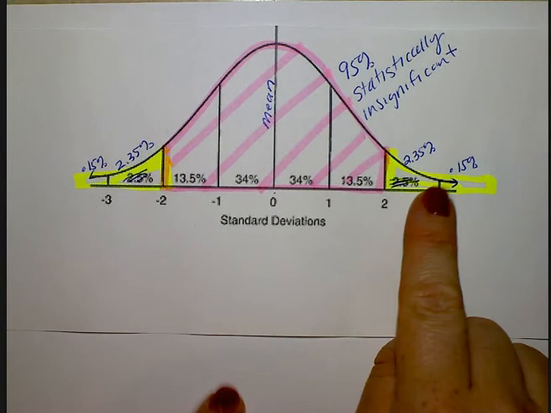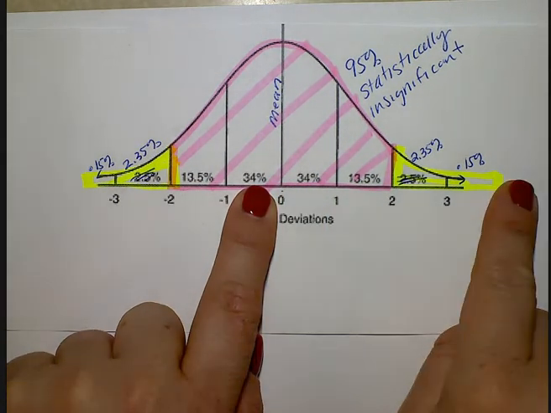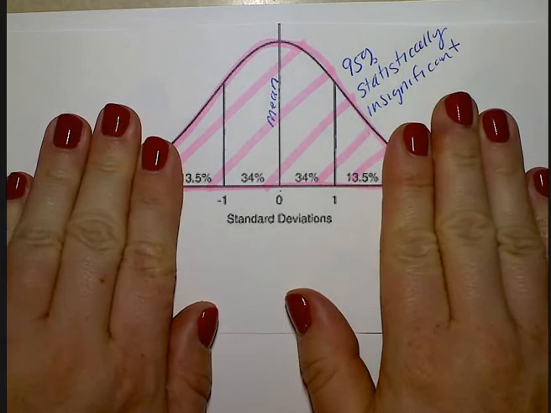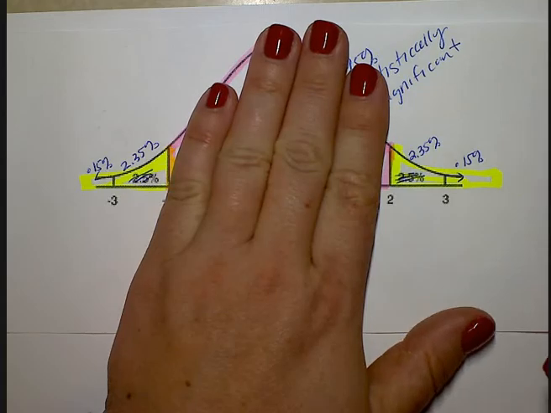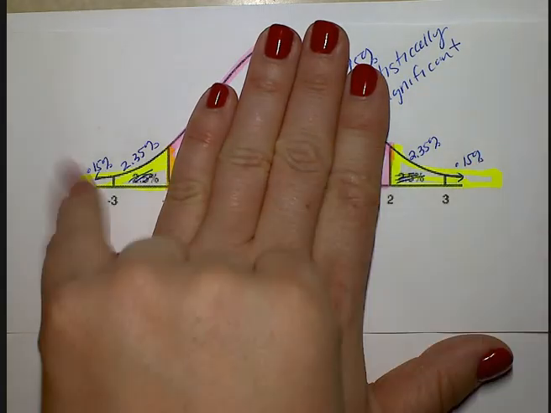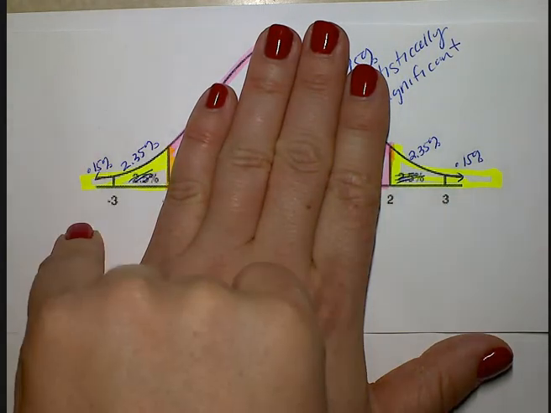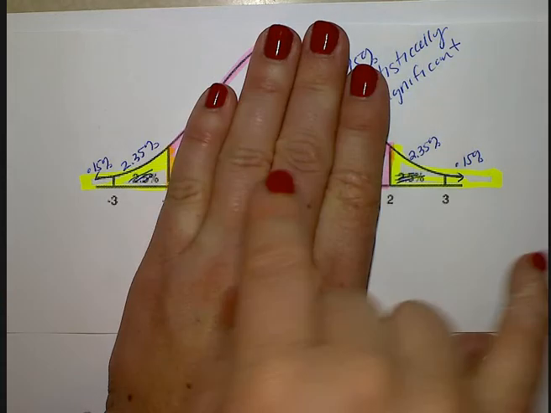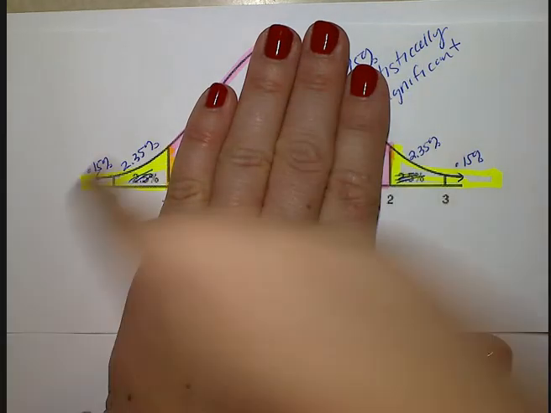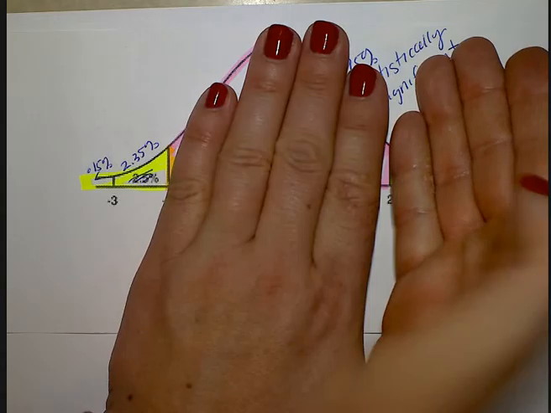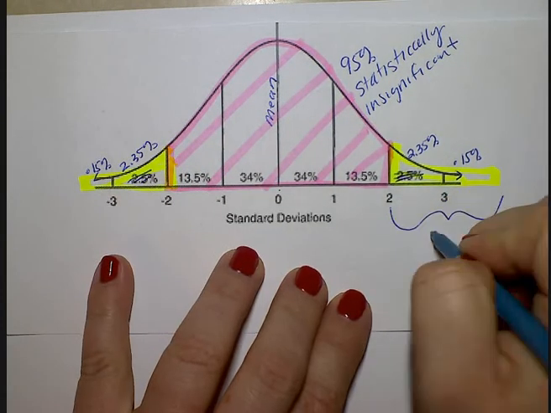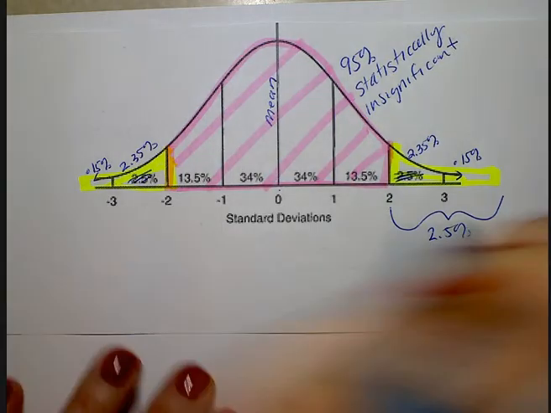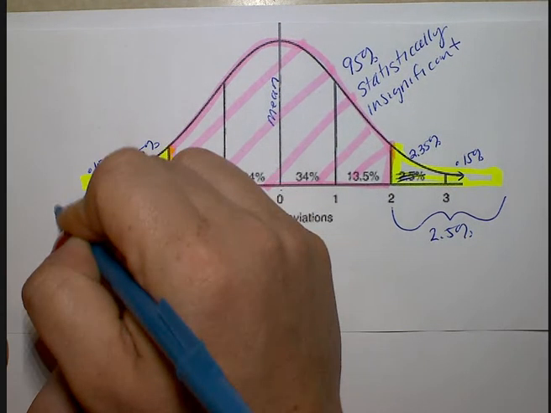So this is symmetrical. 95% statistically insignificant because it's common. Outside of that middle 95%, you have 5% left over because 100 minus 95 is 5%. You split that in half. This equals 2.5% and this equals 2.5%. This is 2.5% and this is 2.5%.